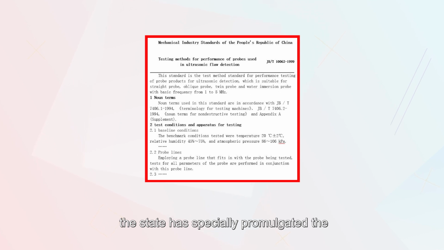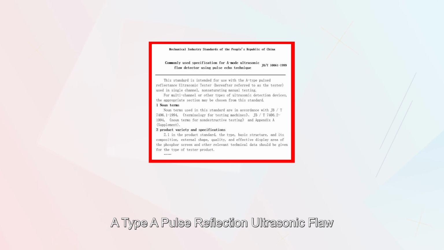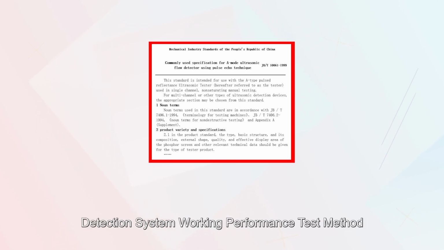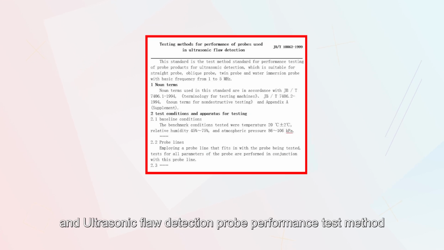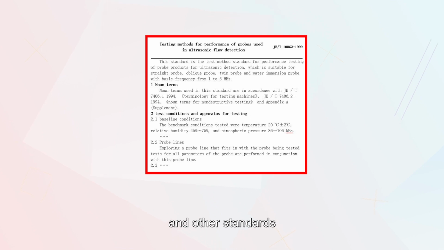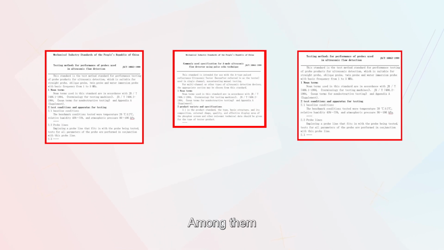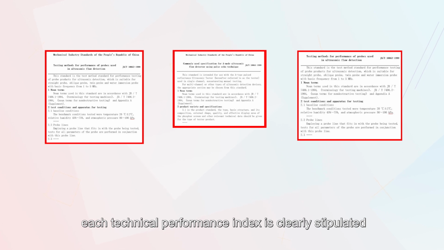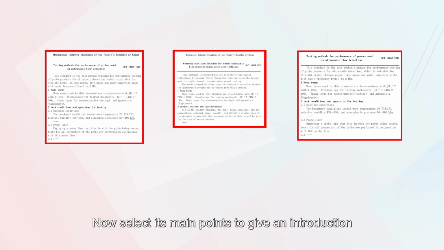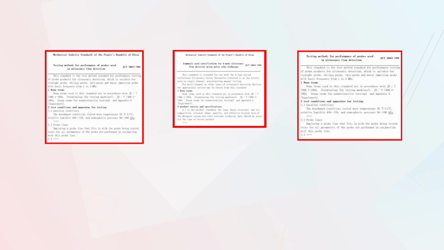Therefore, the state has specially promulgated the general technical conditions of Type A pulse reflection ultrasonic flaw detectors, the working performance test method of Type A pulse reflection ultrasonic testing systems, the ultrasonic testing probe performance test method, and other standards. Among them, each technical performance index is clearly stipulated and specific test conditions and methods are specified. Now we select the main points to give an introduction.